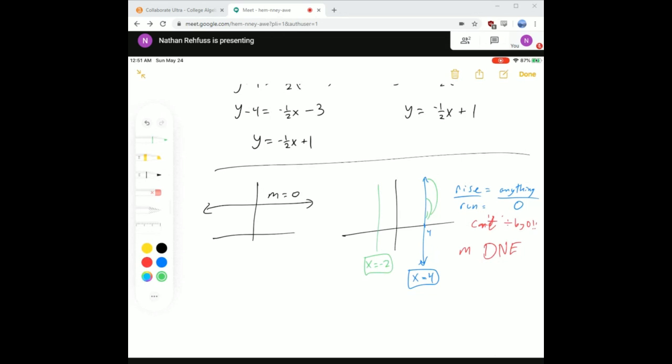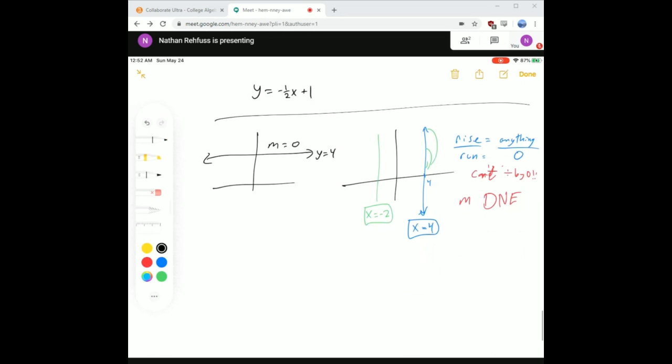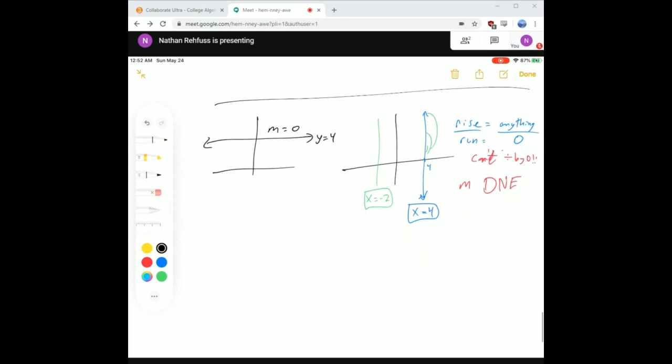All right, this horizontal line, well, y is always the same. So this might be the line y equals 4. See how easy that is? Horizontal and vertical lines are great. That's all I have to say about them, though. Mathematically, I mean, they're easy. They're not very interesting.